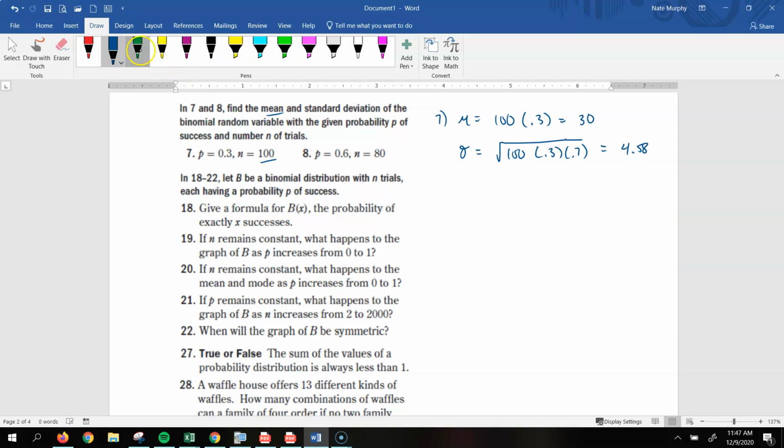For number 8, same thing. To find the mean, we take the n, the number of trials, times the probability of success. We take 80 times 0.6. When you do that, you get 48. To find the standard deviation, we take the square root of n, which is 80, times 0.6, times the probability of a failure, which would be 0.4. And when you do all that, you end up getting 4.38 as your answer.